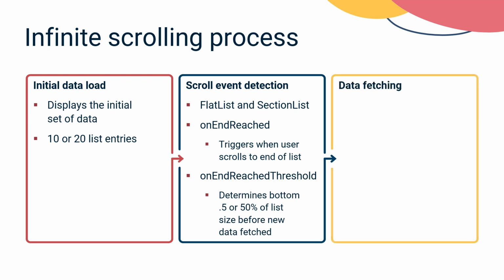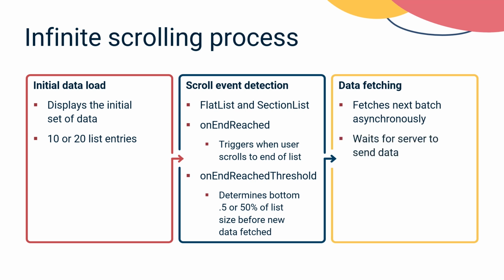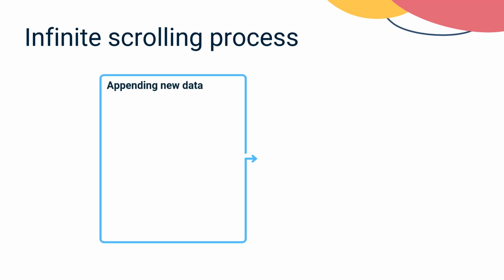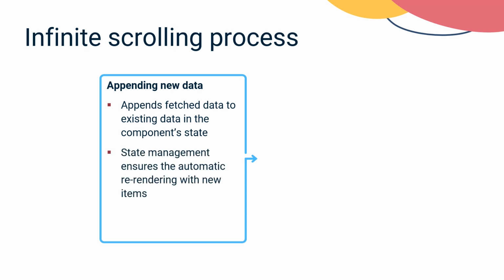Data fetching: the app fetches the next batch of data from the server or local storage asynchronously, similar to how it happens in pull to refresh. The app does not freeze or stop responding while it waits for the server to send the requested data. Appending new data: the fetched data is appended to the existing data in the component state. The state management ensures that the list automatically re-renders with the new items, creating a continuous scroll experience for the user.